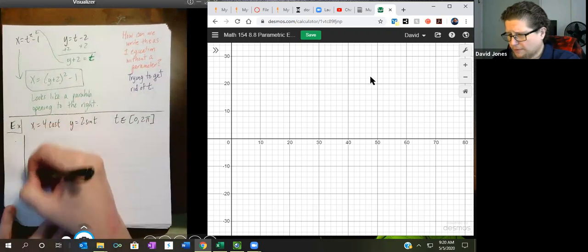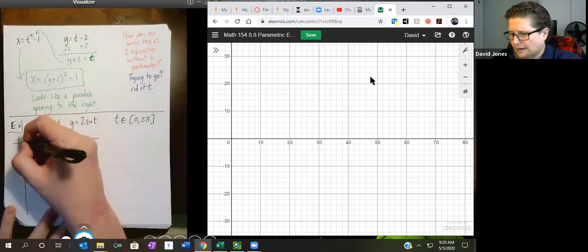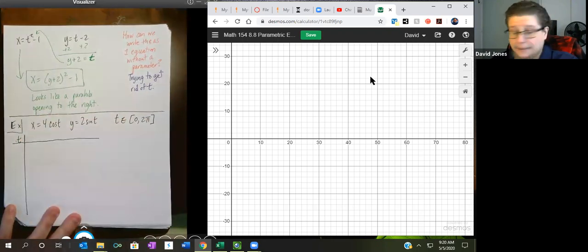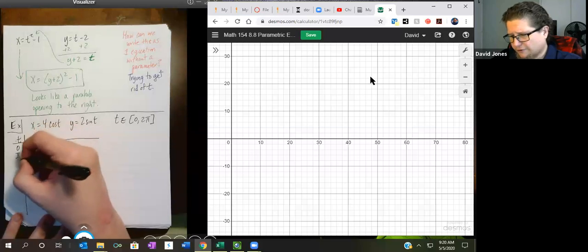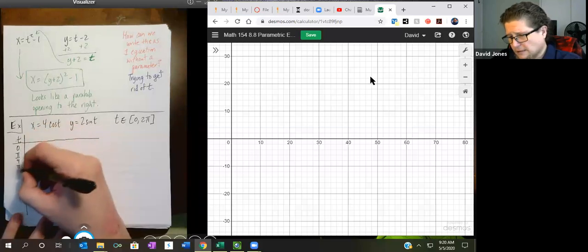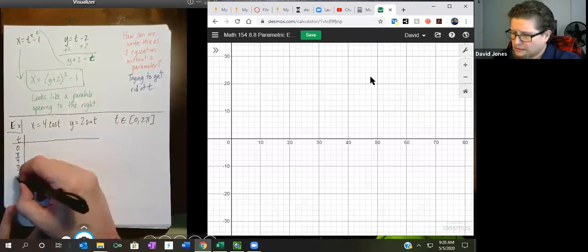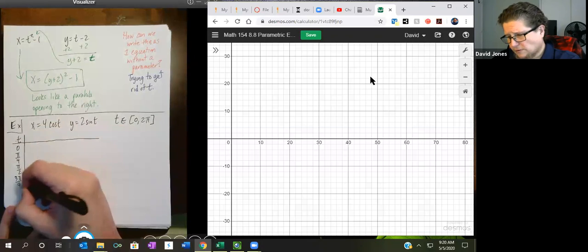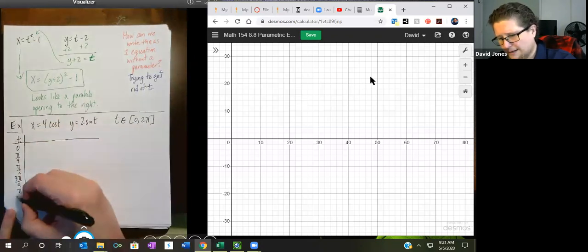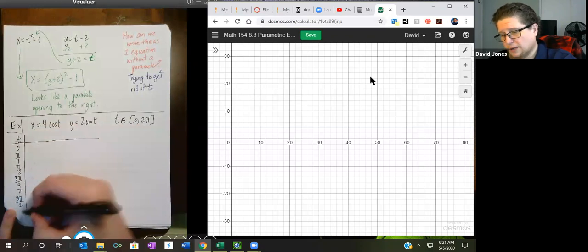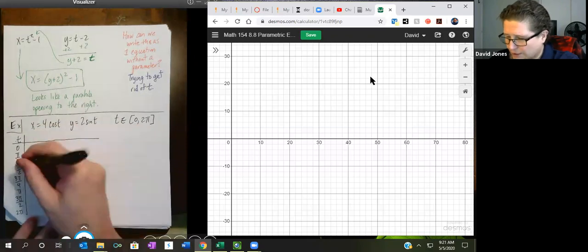So I'll make my table. I'm not going to go crazy with time. Maybe every quarter of a pi, at least for the first part. And for the last half, I'll jump to maybe increments of pi over 2. I'm just trying to get a feel for what's going on here.